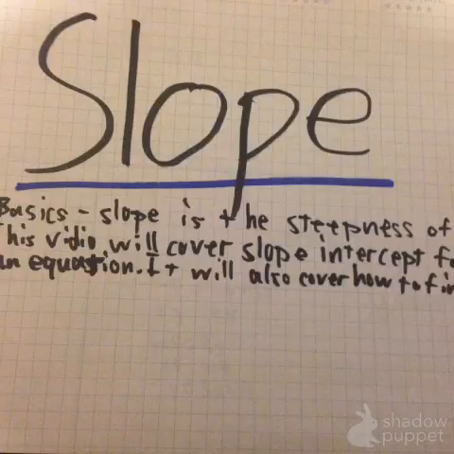In as baby words as possible, slope is how steep a line is, or how far vertically it rises or falls, in relation to how far it travels horizontally. And yes, that is how baby it gets.